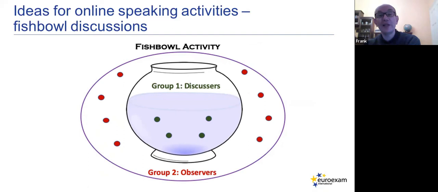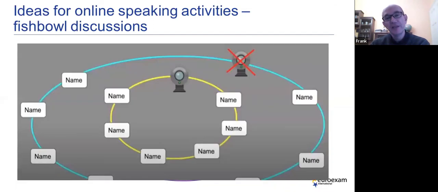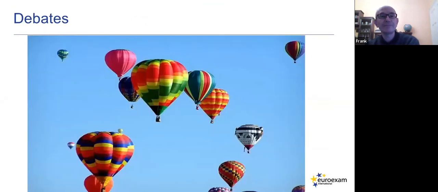Now, this works quite well in a classroom as well. You have people in the middle who are discussing a topic, and the rest of the students are watching them around the outside. And you can have lots of different variations. So you can have a free seat, a student can come into the discussion, another student has to leave, and so on. But this can work really well online because you can use the camera function. So the students in the fishbowl have their cameras on, all the other students have their cameras off. So it works really, really nicely online.